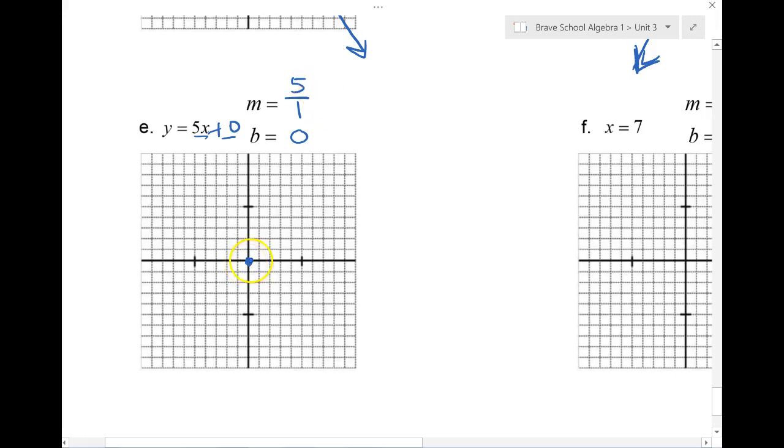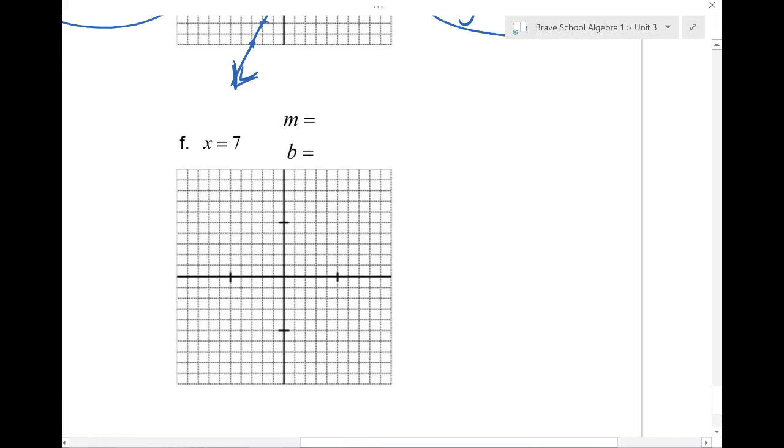And then our change is up 5, right 1. Up 5, right 1. And then we go down 5, left 1. Down 5, left 1. So it's a really steep line. So make sure you connect all your dots. And that's it. Okay? So again, if it's just an x term by itself, then that means that the y-intercept is 0. And then the slope is the number next to x.